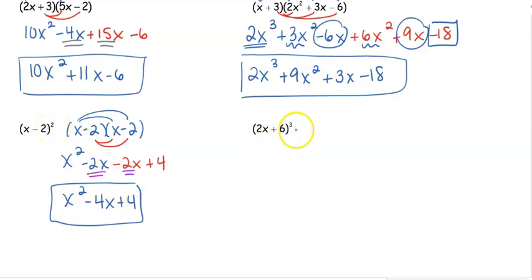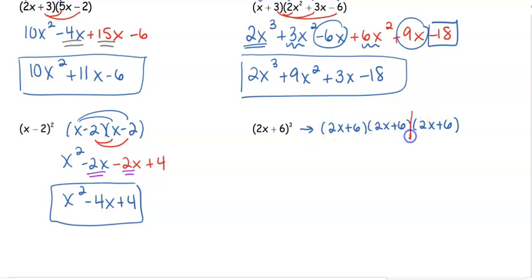Now 2x plus 6 quantity cubed. Just like we don't distribute the squared into each individual piece, we can't just cube the individual pieces. What this means is 2x plus 6 times 2x plus 6 times 2x plus 6. It is that quantity 3 times. Now we can't multiply all 3 pieces at the same time, so you do 2 at a time.